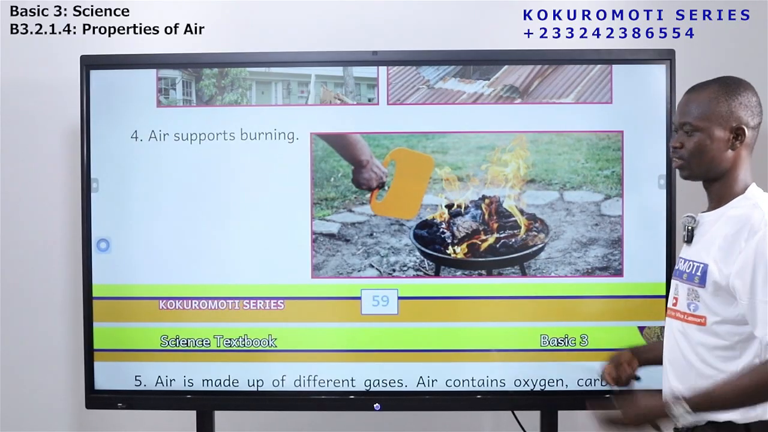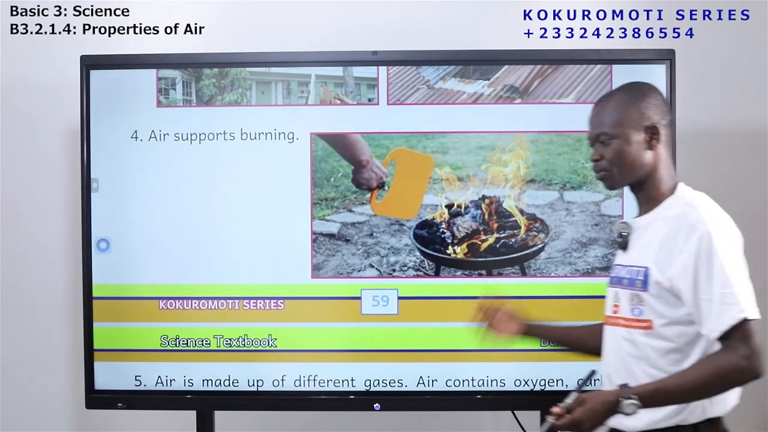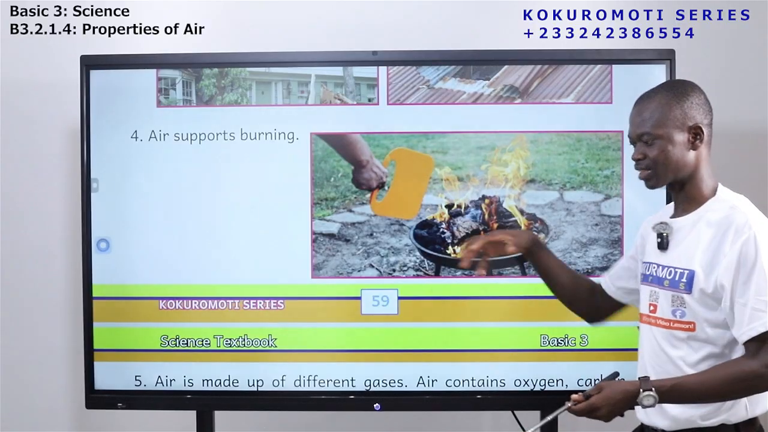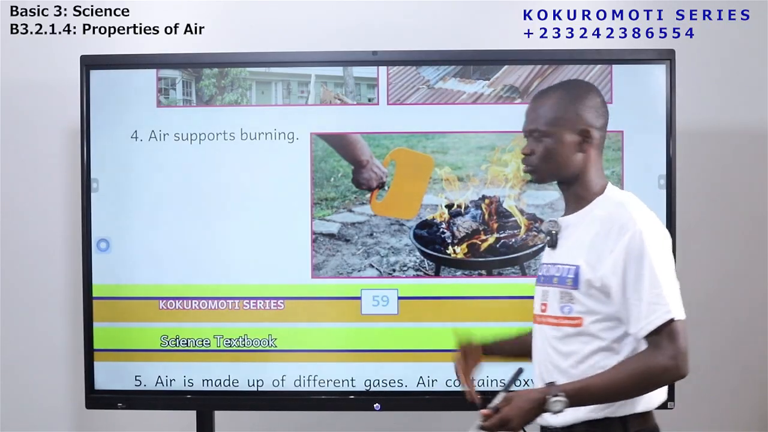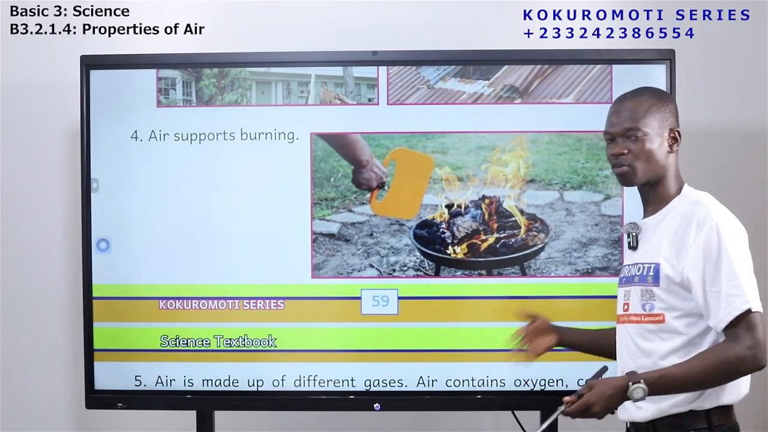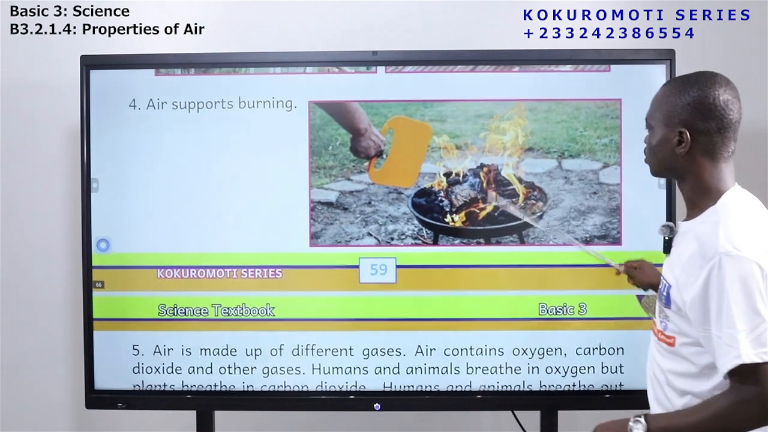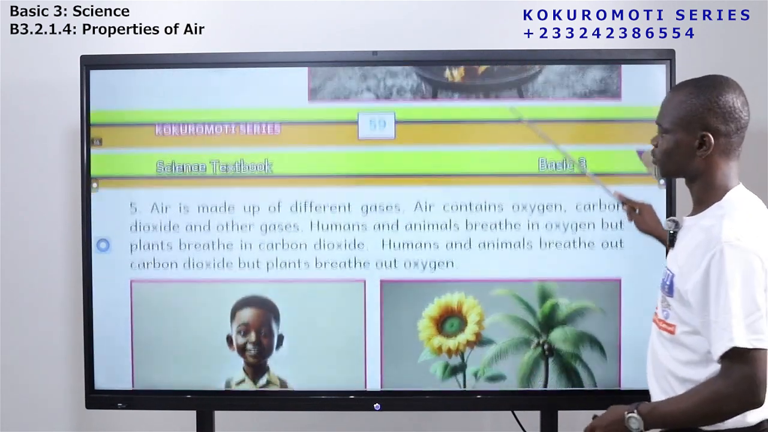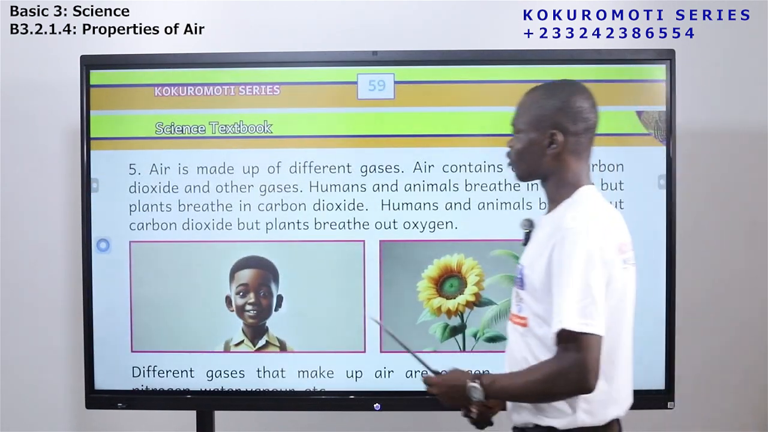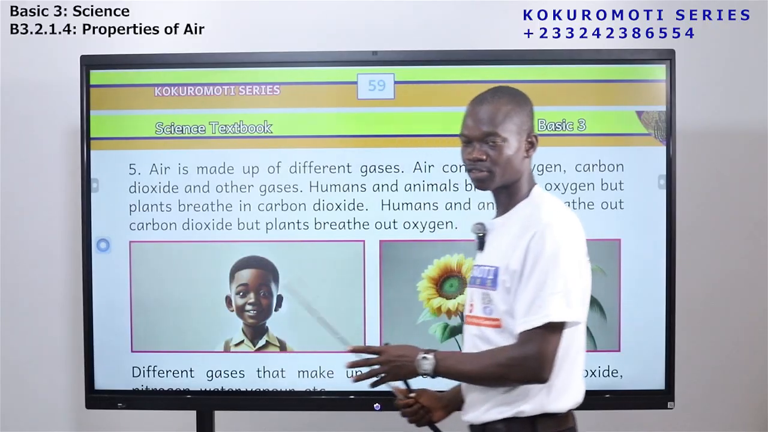That is why in the house, when our mothers are preparing food on a coal pot, the charcoal, they will ask us to fan it. So the more you fan it, you see, the more the fire will be burning. So this is an example. Air supports burning.